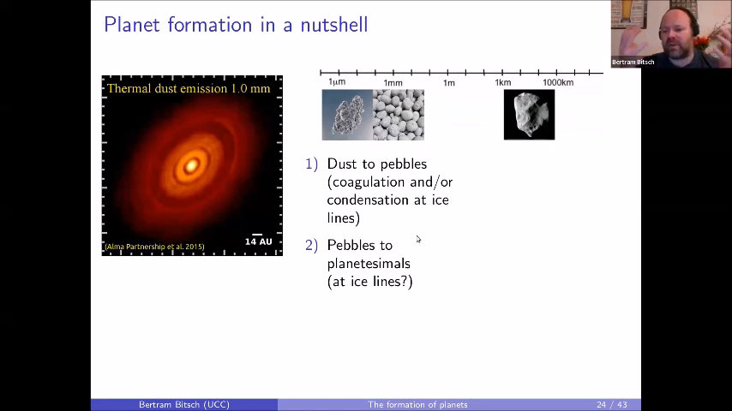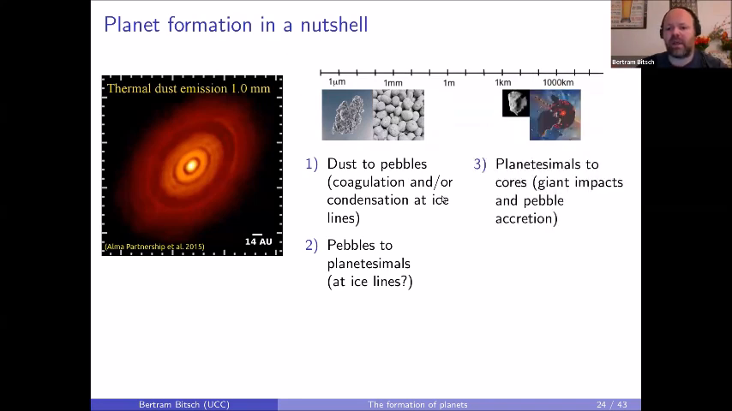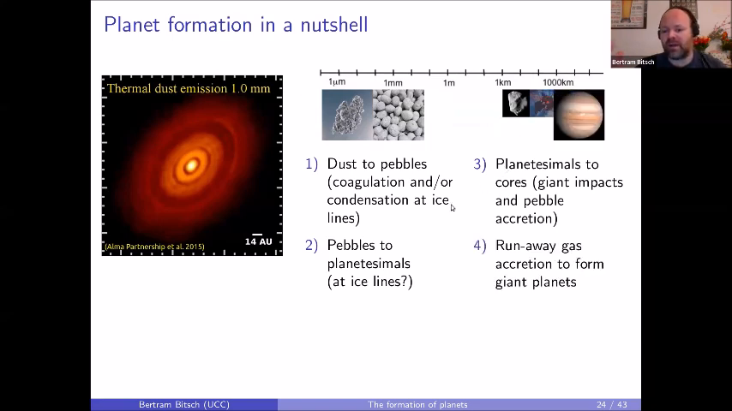If you have a large cloud of these millimeter-sized pebbles, it can collapse under its own gravity and form a planetesimal. Think of a planetesimal as something like an asteroid, kilometer-ish in size. Then these planetesimals can collide and continue to grow and form so-called protoplanets in the disk, similar to Mars or Moon size. Additionally, these planets can grow by accreting the leftover millimeter-sized dust. Once our planets have reached a mass of a few Earth masses, they can start to accrete gas during the protoplanetary disk gas phase.